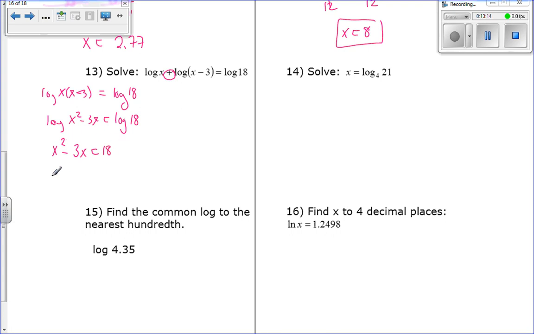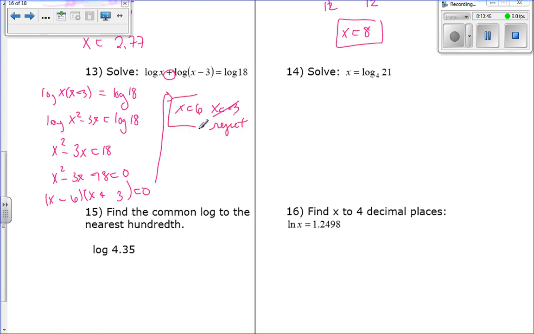Because I have x squared, get it equal to 0. x squared minus 3x minus 18 equals 0. And then I can factor this one. x and x, 6 and 3, minus 6 plus 3. So x equals 6 and x equals negative 3, which we have to reject. So x equals 6. Can't have a negative 3 here when you check.